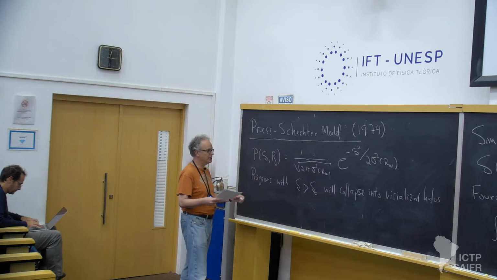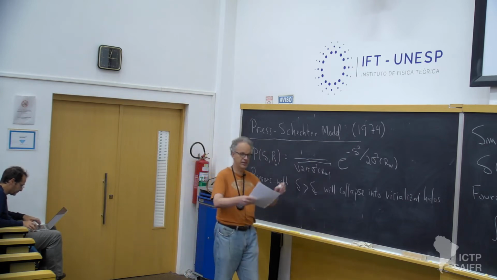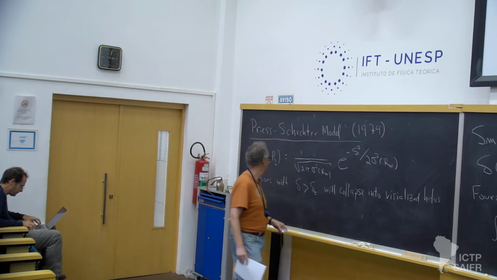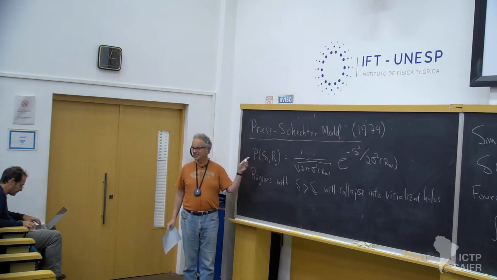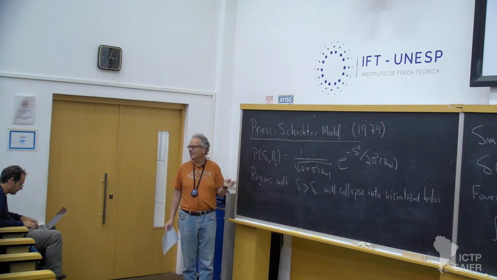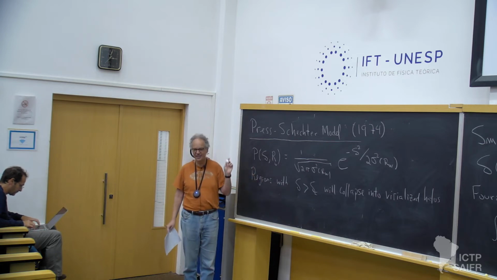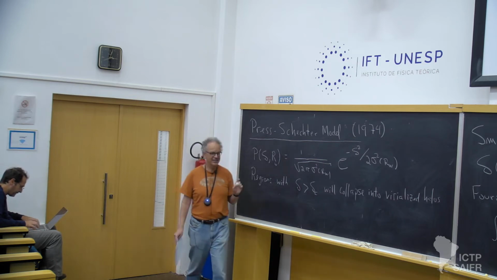So the probability of a collapse in a given scale RW is just given by the integral of this thing from what to what? From delta C to infinity. So any region that has delta larger than delta C will collapse. Right? So that's the idea.